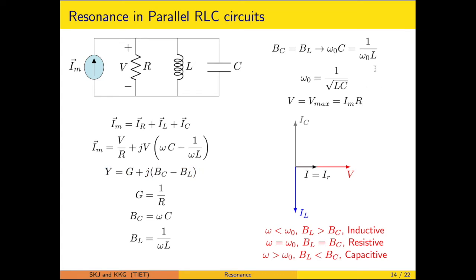Now in this particular case, the resonance condition will hold true when the reactive term is coming out to be 0, and that is possible when BC is equal to BL. So the resonant frequency is the same, that is 1 upon root LC, for the parallel RLC circuit as well. However, the voltage will be maximum because the supply current will be passing through the resistance. So the whole of the supply current is passing through the resistance likewise. So Vmax is expressed as Im R.